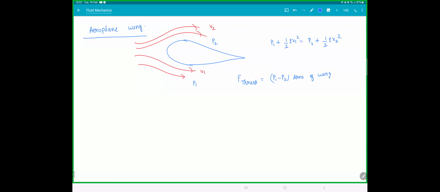So this is the reason, right? Your planes need a speed of almost 180 kilometers per hour to take off. So when your actual plane is taking off, you're reaching a speed of 180 to 200 kilometers per hour. So this will be half rho into V2 square minus V1 square. Remember, this rho is the density of air, into the area of the wing. This will be like a numerical. Directly, they'll give the numbers. You have to put it there.